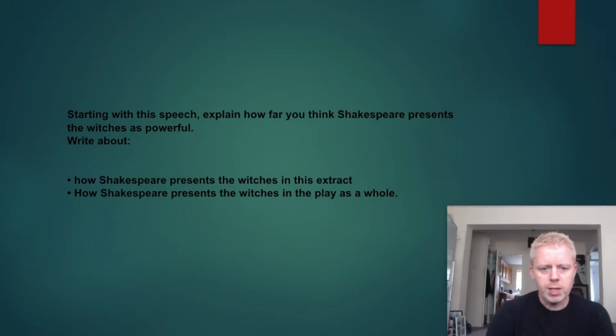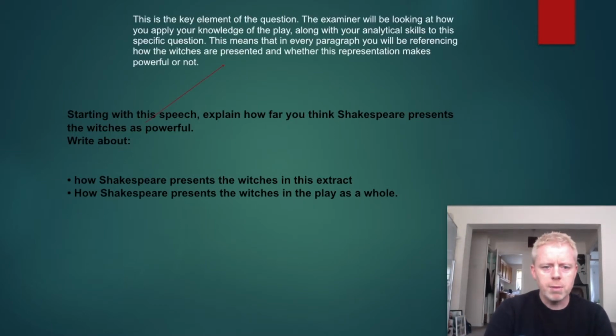Okay, so this is what the question looks like. Starting with this speech, or it might say this extract, explain how far you think Shakespeare presents the witches as powerful. Write about how Shakespeare presents the witches in this extract, and how Shakespeare presents the witches in the play as a whole. So I've written some notes here for you. This is the key element of the question.